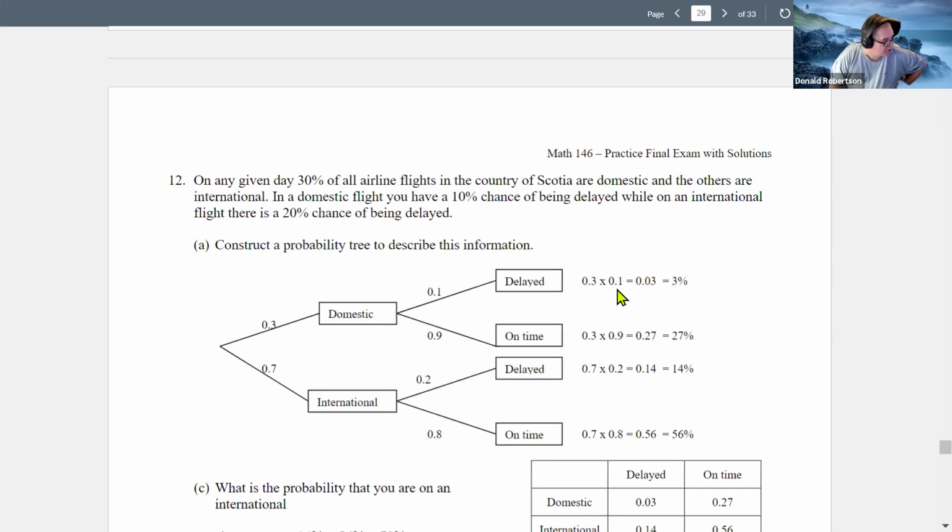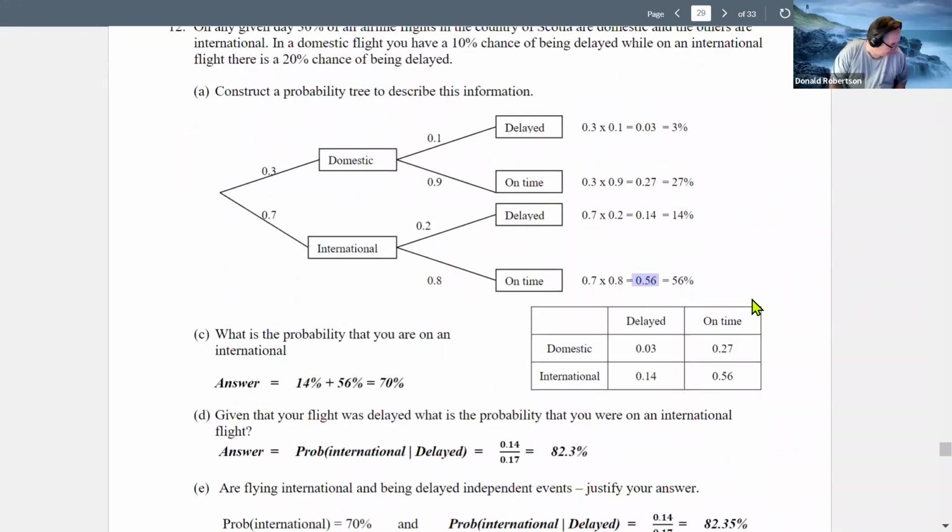You can then go and find what the destination probability is. In other words, what are the chances that I get a domestic flight and that domestic flight is delayed? You do that by multiplying the two together, and you see we've got 3%. And domestic on time, 27%. International delayed, 14%. And lastly, 0.7 times 0.8, a 56% chance that an international one will be on time.